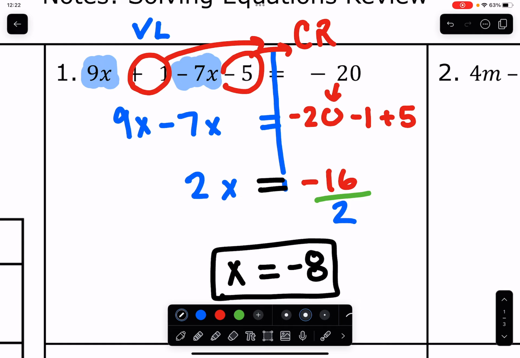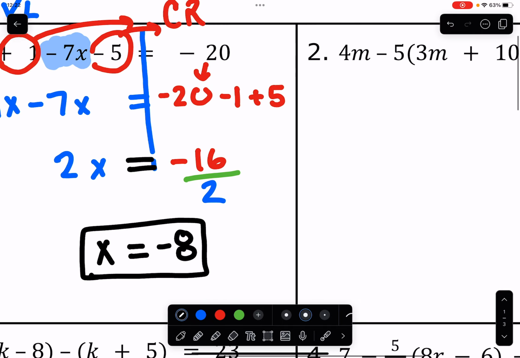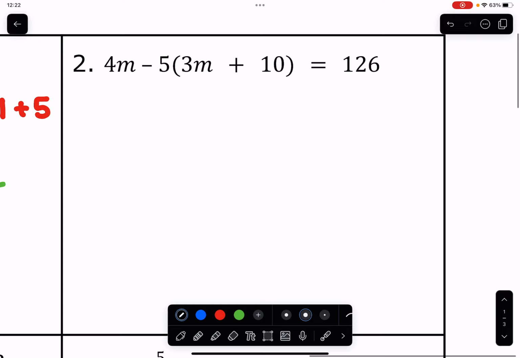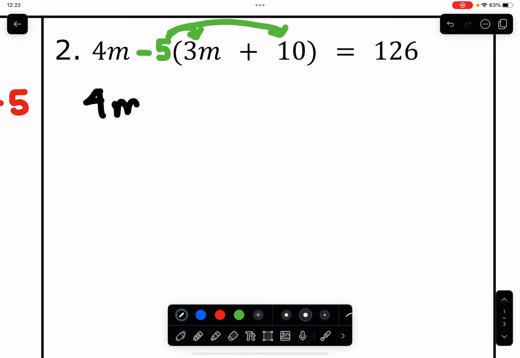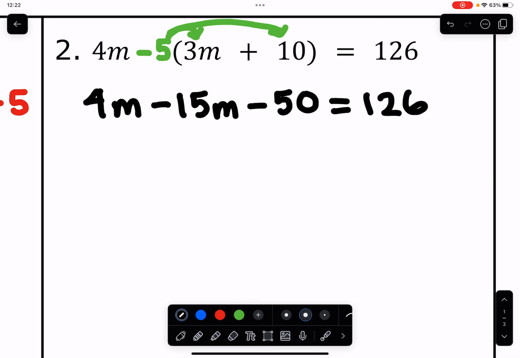So the idea again is to simply follow this format. Basically put letters on the left, numbers on the right. Now, if we have parentheses, before I can move my variables to the left side and my constants to the right, I need to distribute. So here, I need to multiply the two values in the parentheses by this negative 5. So I'm going to bring down the 4m, distribute that 5, so I end up with negative 15m, negative 50, that equals 126.